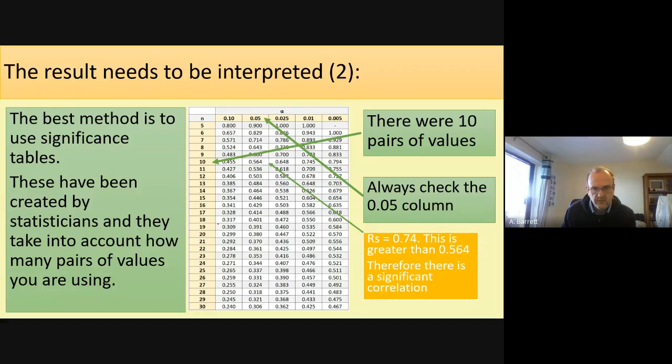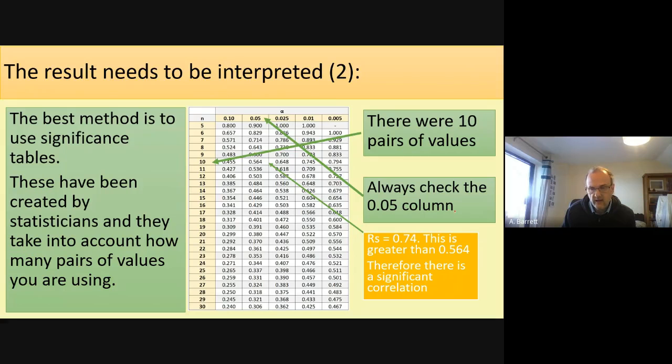You don't need to worry too much about these tables, just to know that you need to get the right one. So you need to make sure it's a Spearman's rank table. They have been created by statisticians, not just randomly made up. And they do take into account, say, how many pairs of values you're using. So for our study, there were 10 pairs of values. So you look at this row here.